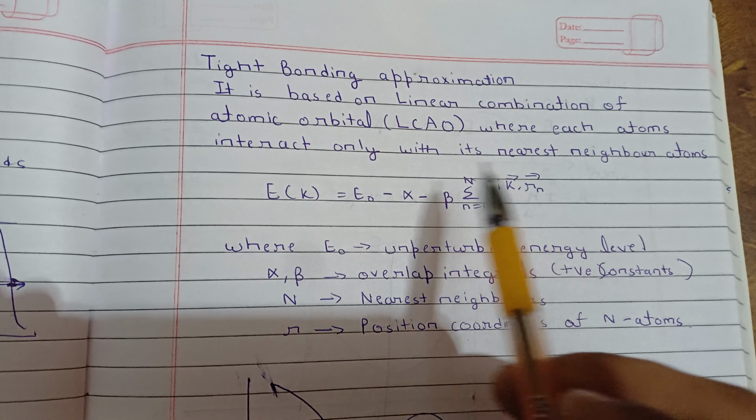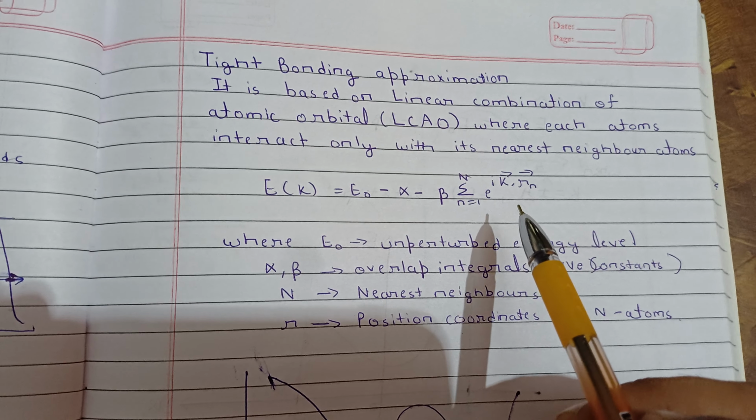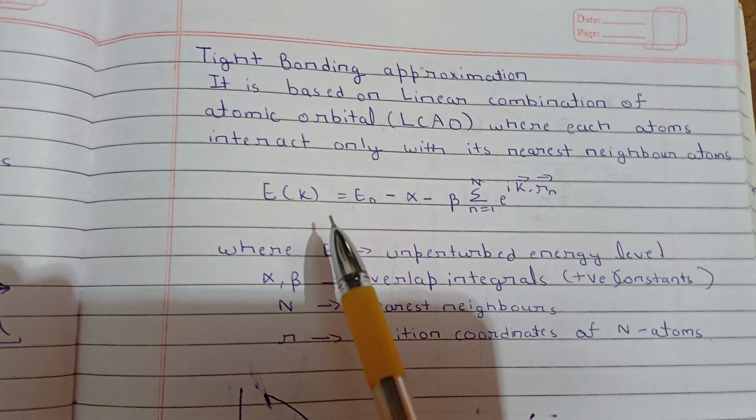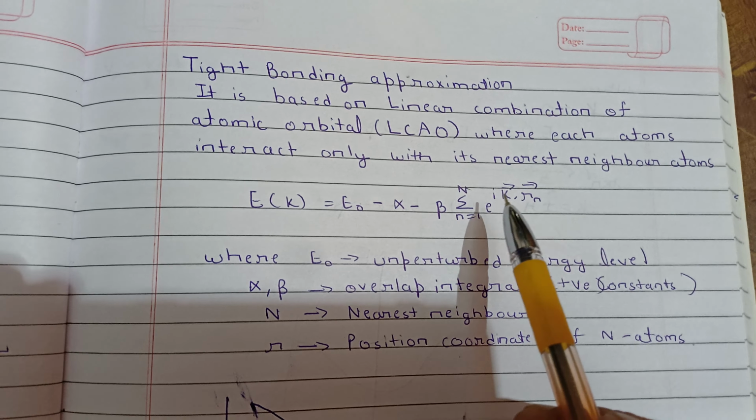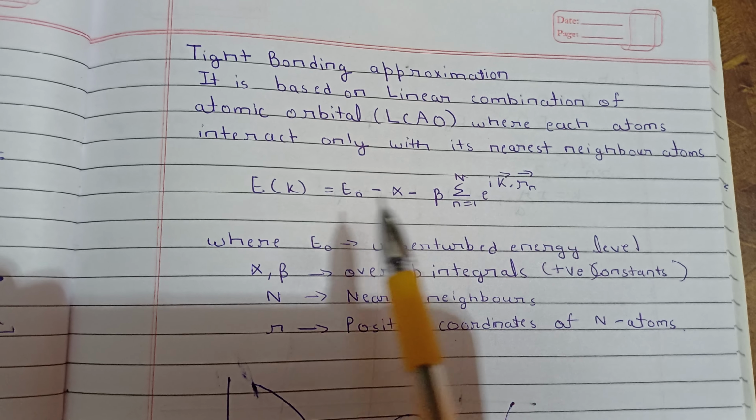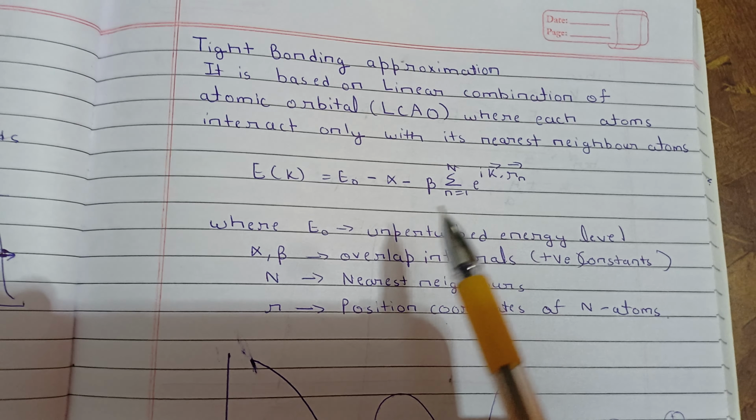We are just writing directly the dispersion relation which we will get here, that is E(k) equal to E naught minus alpha minus beta summation e to the power i k dot R n. Okay, just remember this as it is.